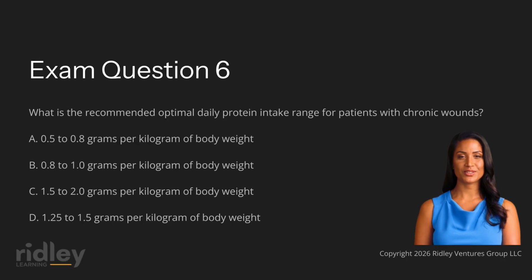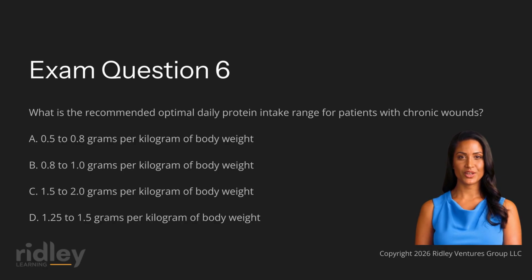Question 6. What is the recommended optimal daily protein intake range for patients with chronic wounds? The correct answer is D, 1.25 to 1.5 grams per kilogram of body weight. Rationale. Wound healing is a metabolically demanding process that significantly increases the body's protein requirements. Protein provides the amino acids necessary for collagen synthesis, immune cell function, and angiogenesis, all of which are critical to tissue repair. The general recommended dietary allowance for healthy adults is approximately 0.8 grams per kilogram per day, but this is insufficient for patients with chronic wounds.